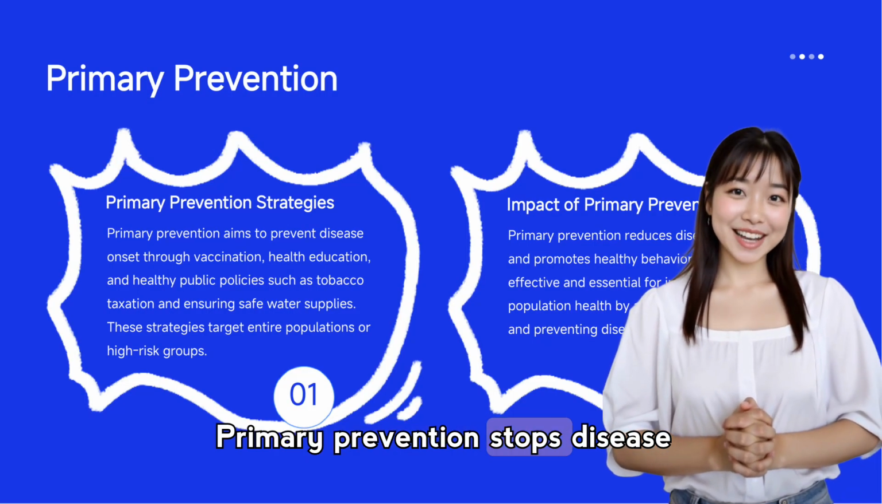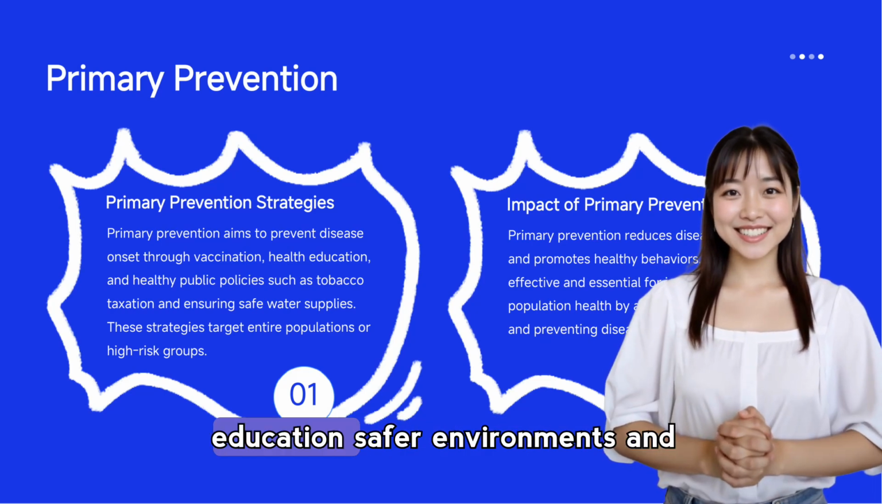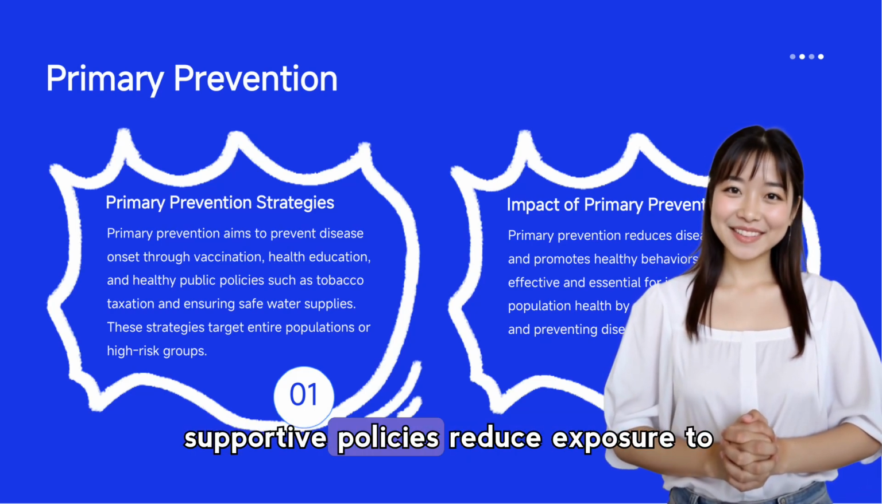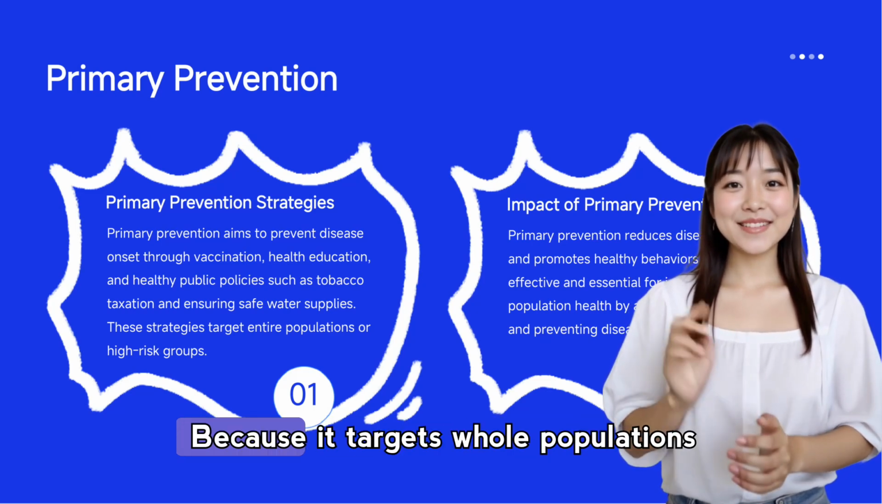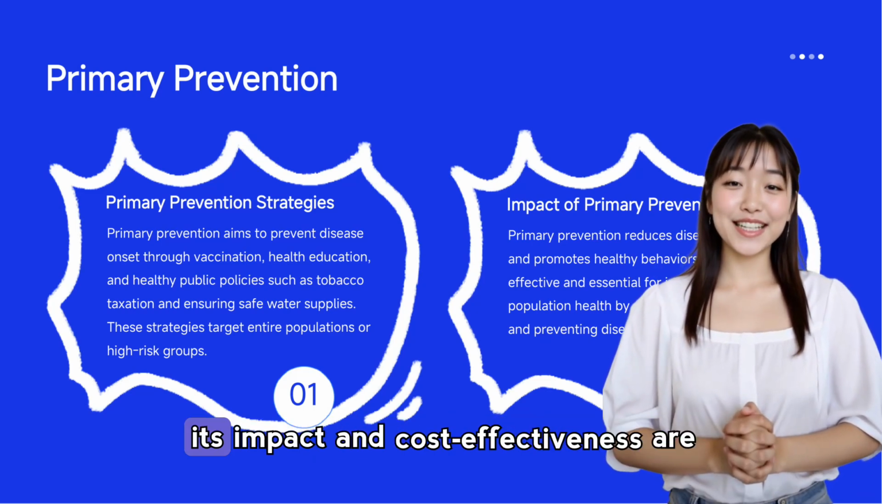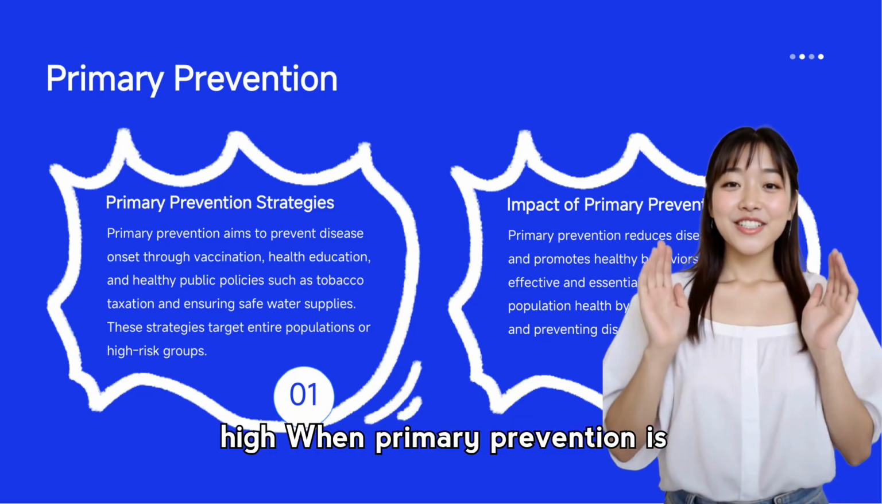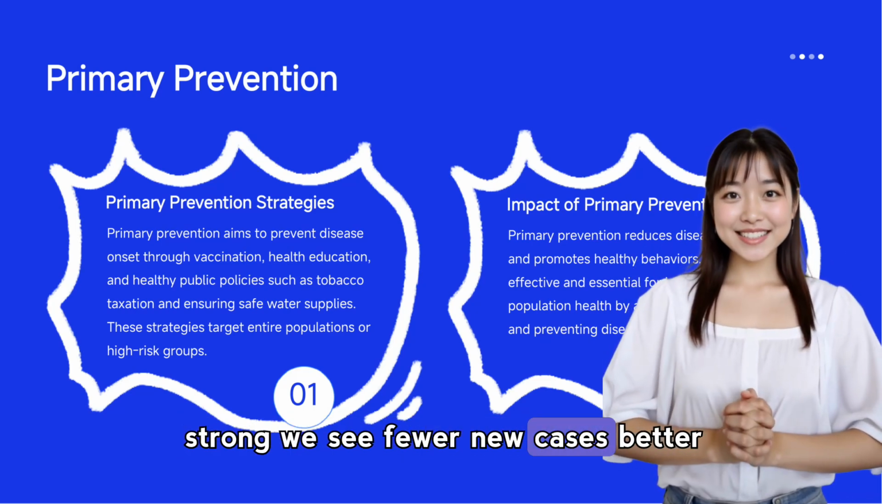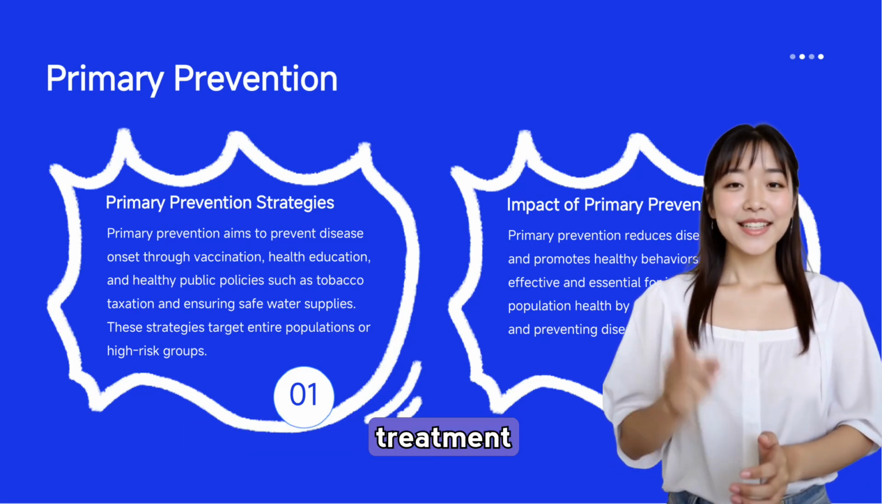Primary prevention stops disease before it begins. Vaccination, health education, safer environments, and supportive policies reduce exposure to risks and promote healthy choices. Because it targets whole populations, its impact and cost-effectiveness are high. When primary prevention is strong, we see fewer new cases, better behaviors, and healthier communities without needing downstream treatment.